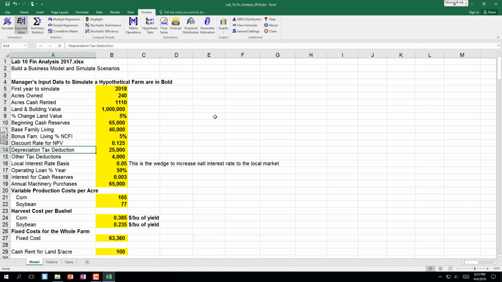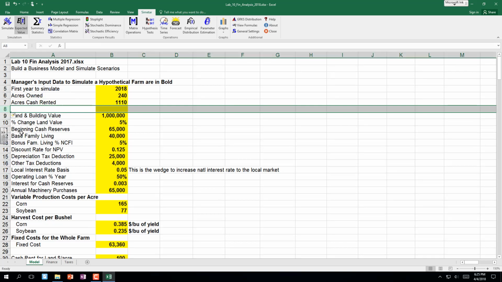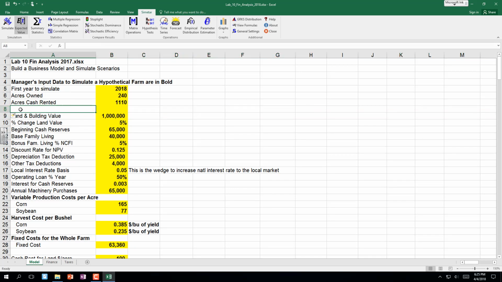Well, okay, we don't have one. Let's insert a row right here. Okay, so I'm going to have a row. This is the initial value of machinery. And let's just give this 1,100 acres. I'm going to give it $300,000 worth of equipment.